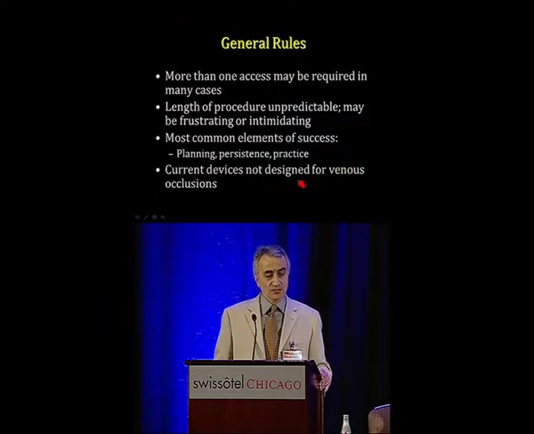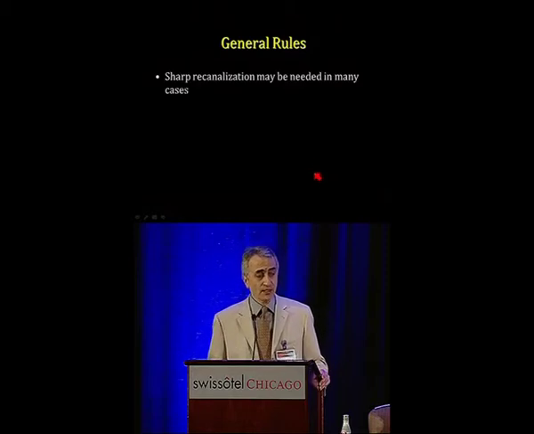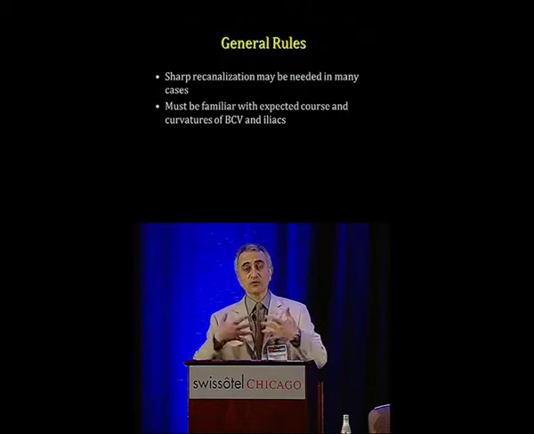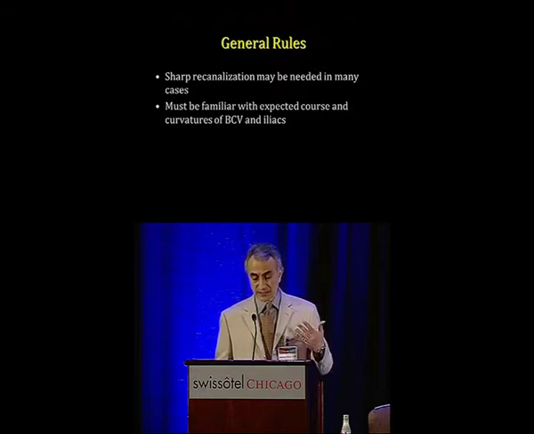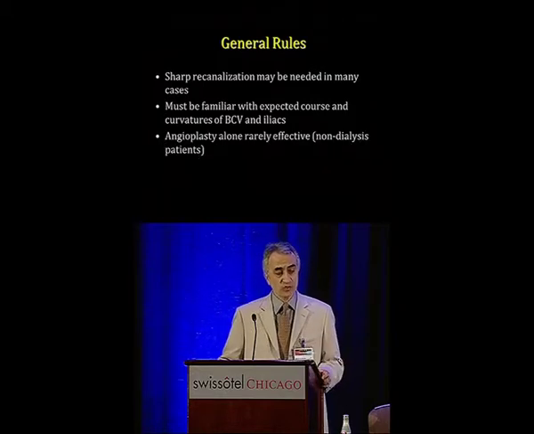And the current devices really are not designed for venous occlusions. We just take things off the shelf that have worked in the arteries, and we try to use them in the veins. Sharp recanalization may be needed in many of these cases. So you should be familiar with the expected course and curvature of the brachiocephalic veins and the iliacs, especially at the point of confluence of these veins. When you want to stent, in stenting strategies, you don't want to fall short, because if you do, they re-occlude. So you have to know what the course is.